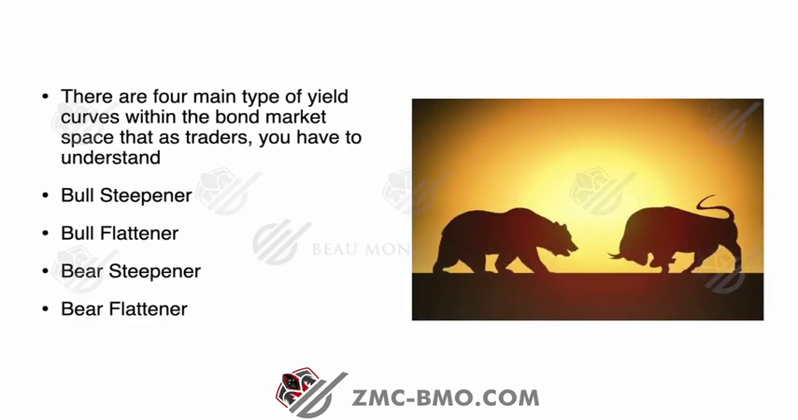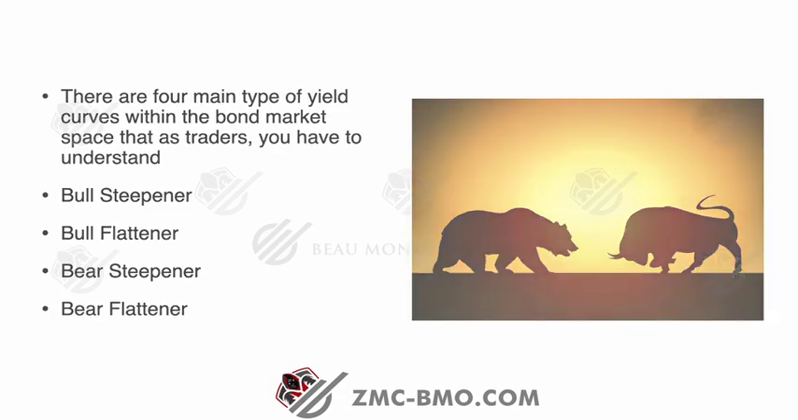So first, there are 4 main types of yield curves within the bond market space that as traders you have to understand. There's a bull steepener, a bull flattener, a bear steepener, and a bear flattener. We are obviously in 2023 at the moment, and a lot of people are expecting this bull steepener to occur. We're going to go over what that means in the next couple of slides. So let's move straight over to a bull steepener.